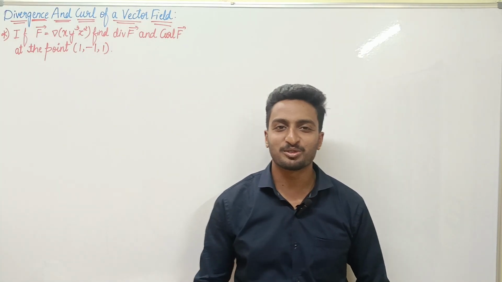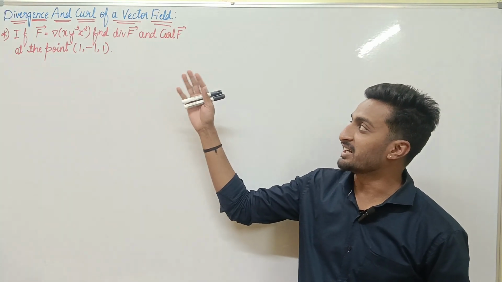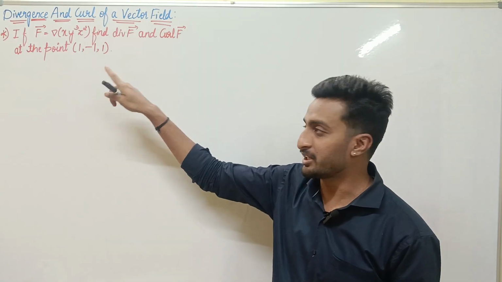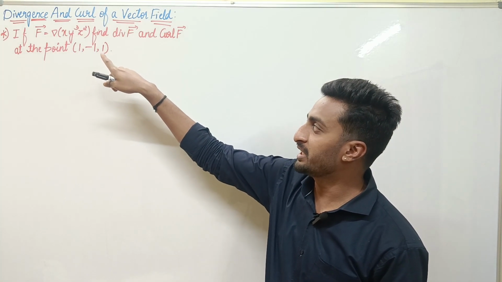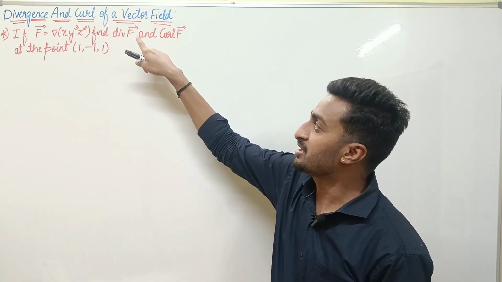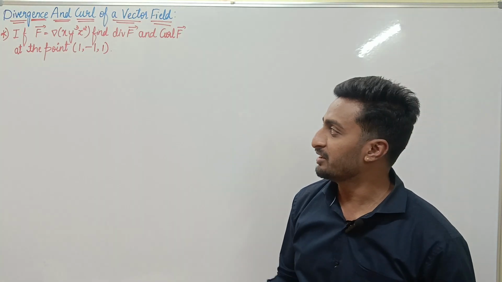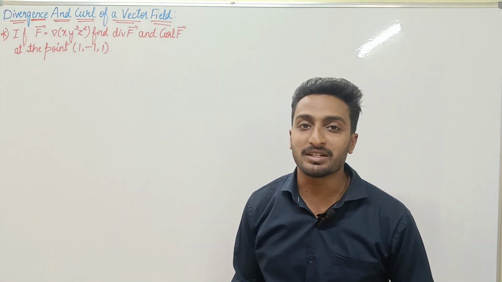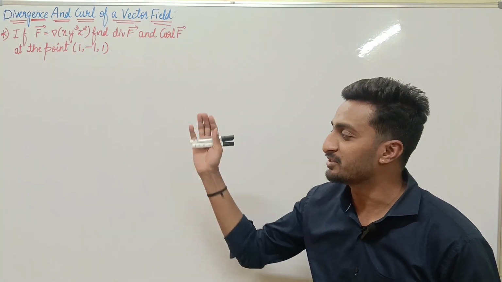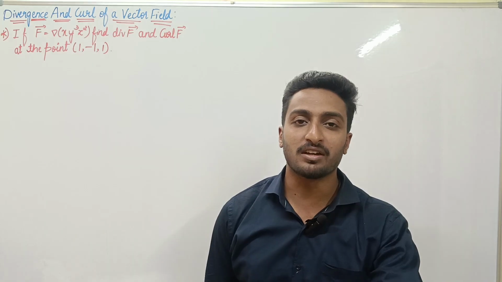Today, let us learn how to solve the problem on divergence and curl of the vector field, where they have given the vector field f equal to gradient of x y cube z square. Find divergence of f and curl of f at the point (1, -1, 1). How to find divergence of f and how to find curl of f? Now let us see. First, let us find the divergence of f.